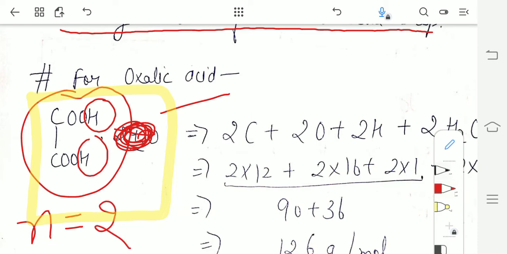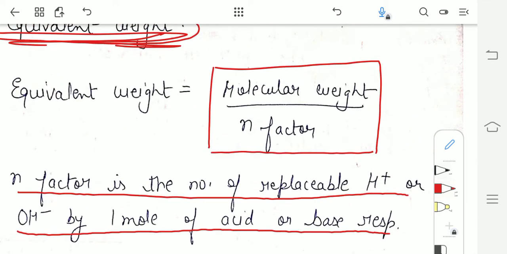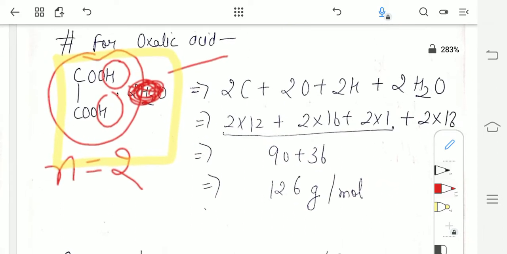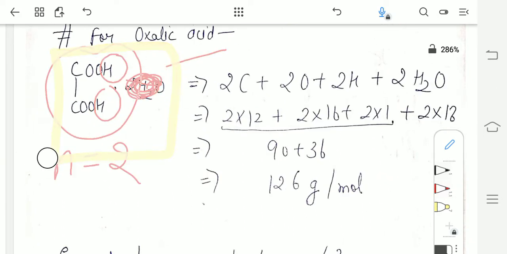Now we know that oxalic acid's n factor is 2. This value we already know. Now we will calculate its molecular weight. I have already calculated its molecular weight. Let me just erase it.